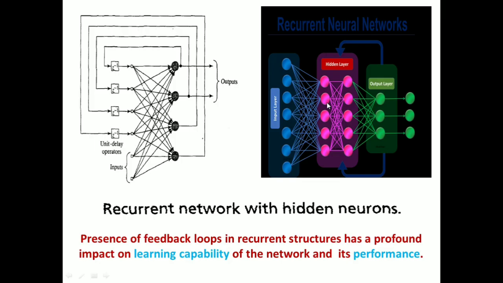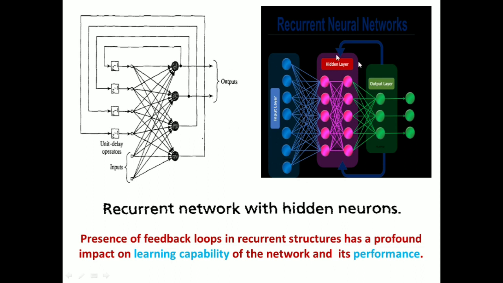Coming to the next subpart of recurrent neural networks, here we have the recurrent network with hidden neurons. If you see in this diagram, these are the output neurons. The output from this particular neuron is given as feedback to this particular input node, and the output of this second neuron is given as input to this particular input node. The reason behind these feedback loops is that they have a great impact on the learning capability of the network, so the performance of the network increases when we have a feedback loop.